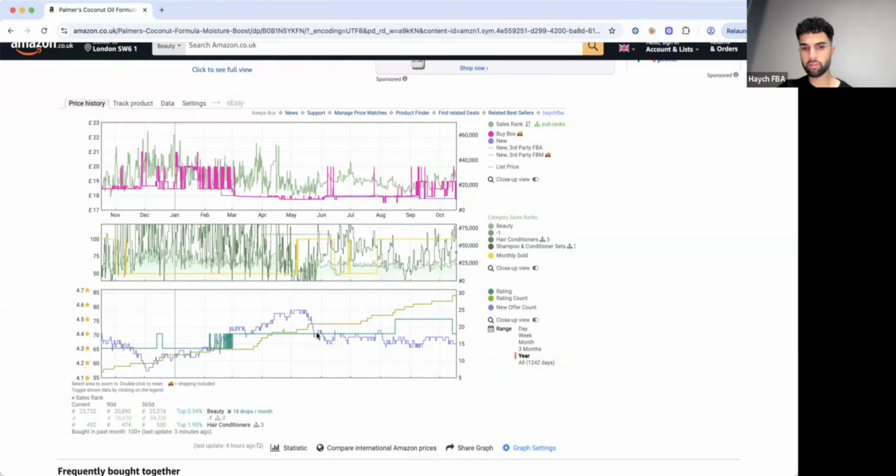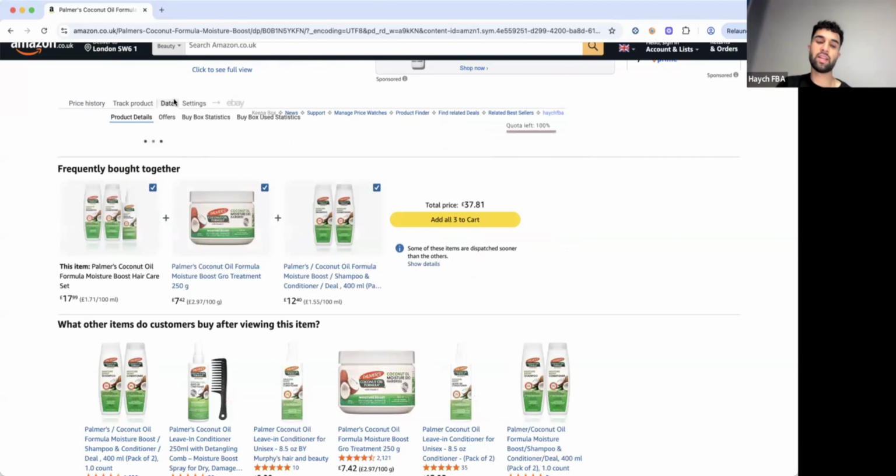Some other things to cross-reference: a listing may have a lot of offers on it, but you need to dig deeper and analyze how many of these offers are actually competitive, because it's pointless dividing the number of sales on this listing by 15 if 10 of these offers are not even competitive. So it's digging deeper and understanding whether these offers affect us if we were to jump on the listing at certain price points. Now, something else you can do is click into data.